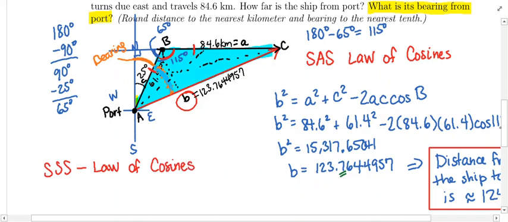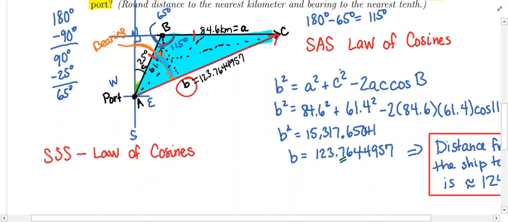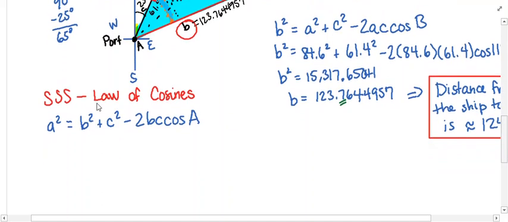If we are solving for angle A, we need to use the version of the law of cosines that has angle A in it. So that's going to be this version. A squared is equal to B squared plus C squared minus 2 times B times C times the cosine of angle A. We are solving for angle A, so before plugging everything in, I'm going to solve this for the cosine of A. I'm going to move the B squared and the C squared over. So I'm going to get A squared minus B squared minus C squared is equal to negative 2 times B times C times the cosine of A.